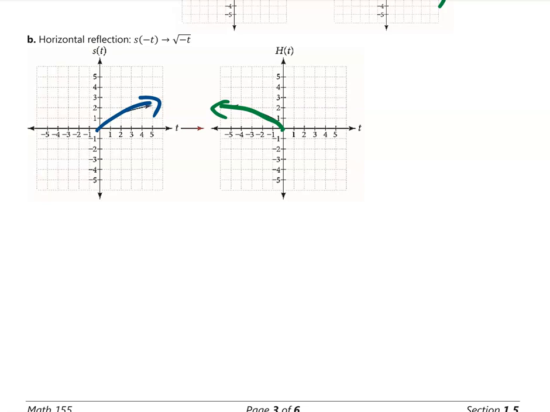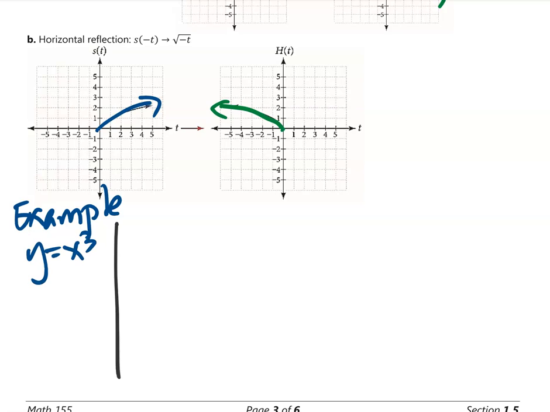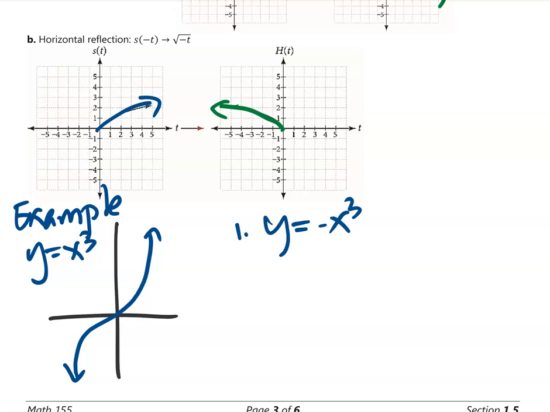So let's have another example here. Let's say cubic. So we know that the cubic graph is like an S. So if we want y equals negative x cubed, so how do we graph this? So that is a reflection about the y-axis. So you will have like this.